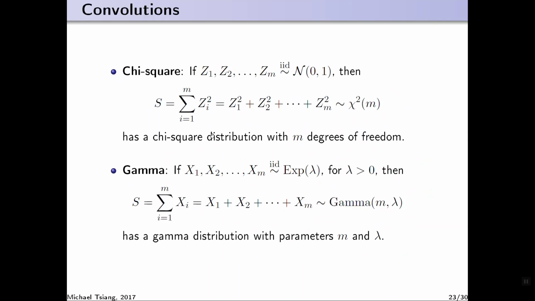So the chi-squared distribution with m degrees of freedom is just the sum of other chi-squared random variables with 1 degree of freedom. So you just generate m chi-squared variables with 1 degree of freedom, and the sum of those will be a chi-squared distribution with m degrees of freedom. And the sum of a bunch of exponential distributions will give you the gamma distribution.